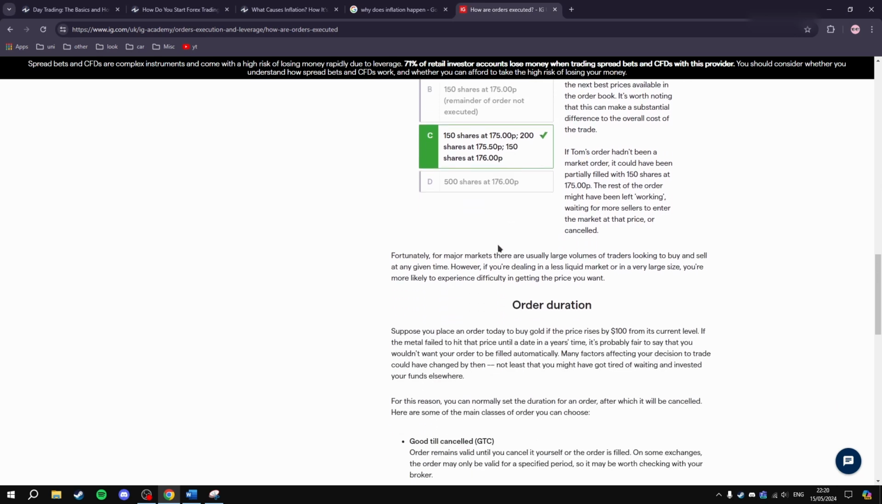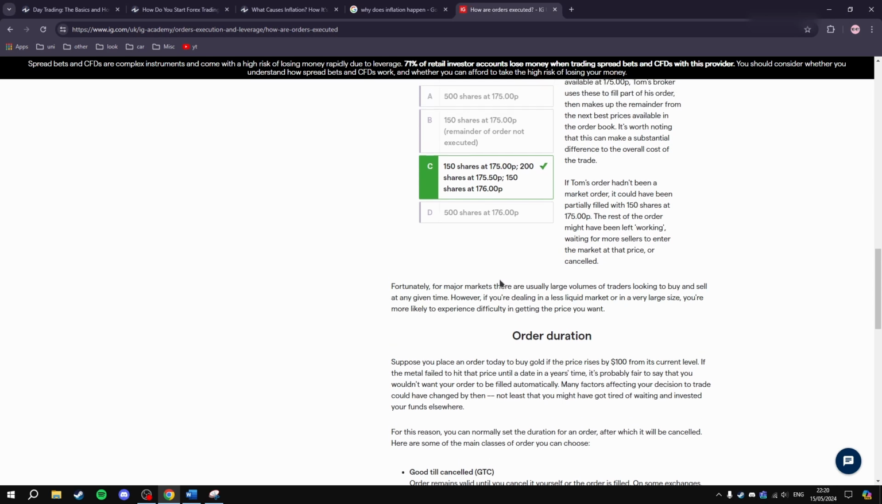Fortunately for major markets, there are usually large volumes of traders looking to buy and sell at any given time. However, if you're dealing in a less liquid market or in a very large size, you're more likely to experience difficulty in getting the price you want.